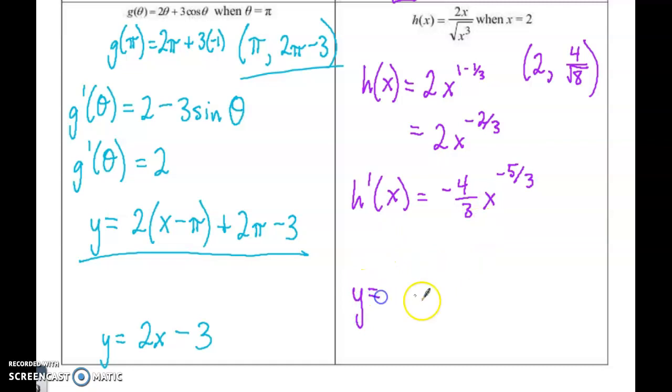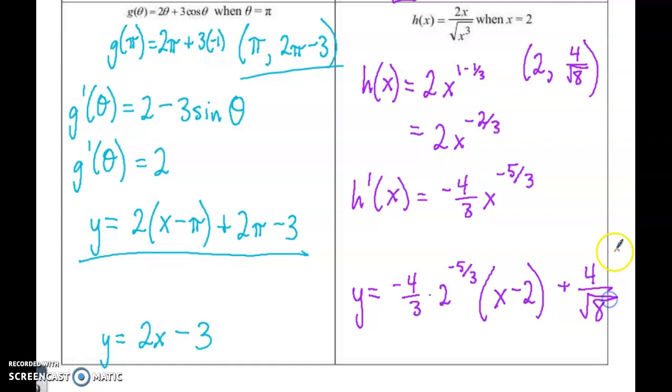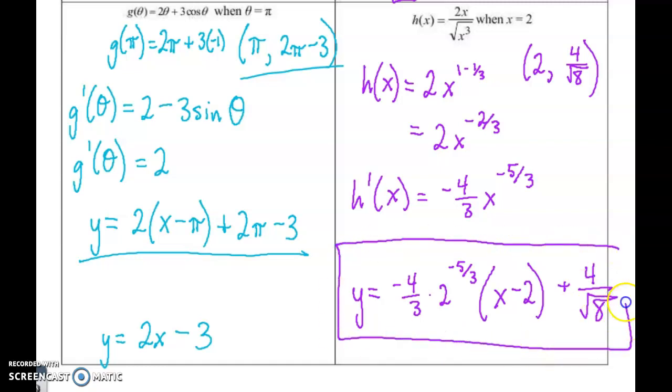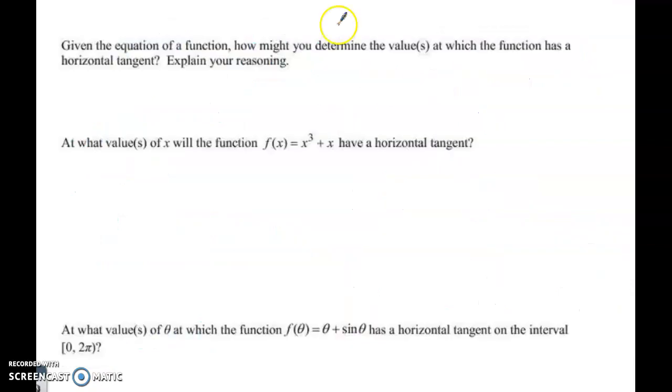But I'm going to jump to that value. The slope would be negative 4/3 times 2 to the negative 5/3 power. See how sometimes your answers just aren't that nice? Sorry, that's a plus. And I'm sure if you want to, you could clean that up. But I'm trying to get this video done in this time slot.